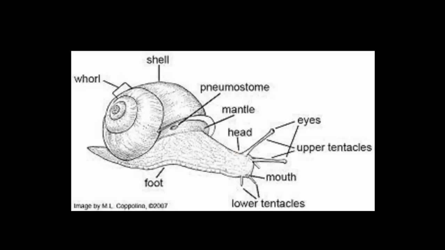And then we have the head, and here we have the tentacles. You can see the tentacles carry the eyes at the tip here. So these are the upper tentacles, and we have lower tentacles as well. These are referred to as the first set of tentacles, and these ones are the second set of tentacles. Underneath here is where we have the mouth, and then we have the muscular foot. So that is what the snail is about.